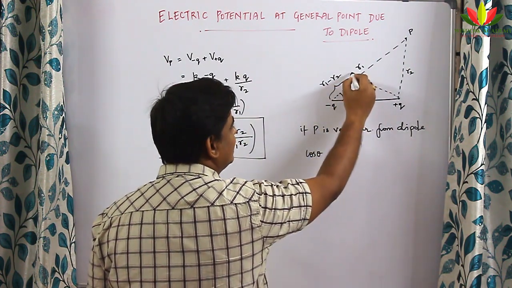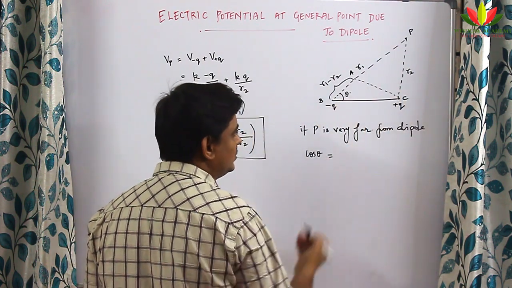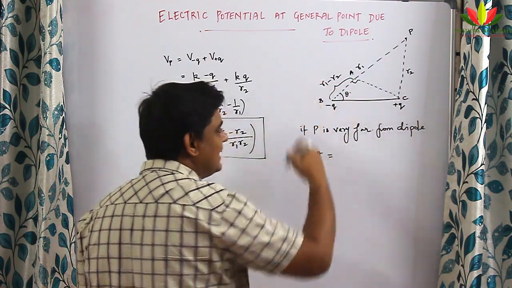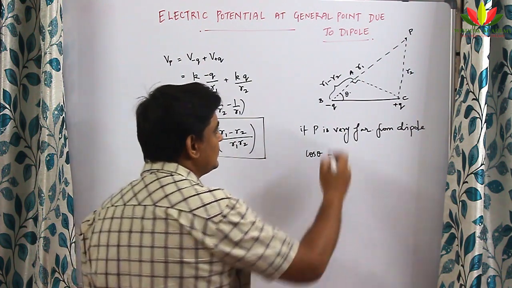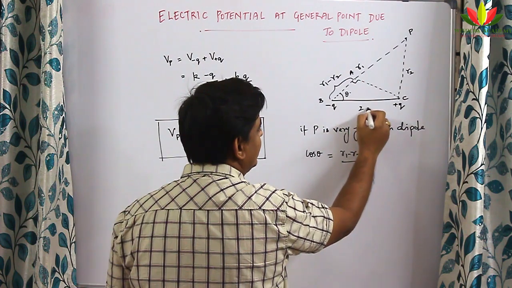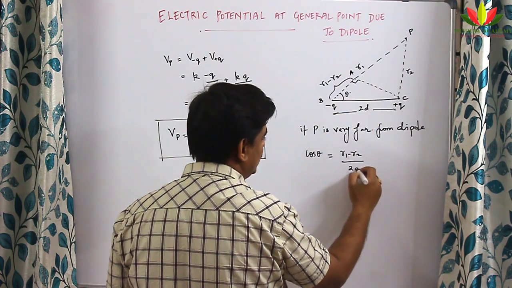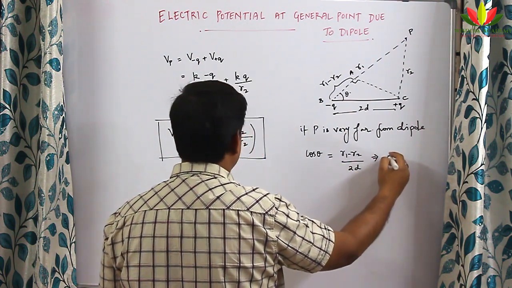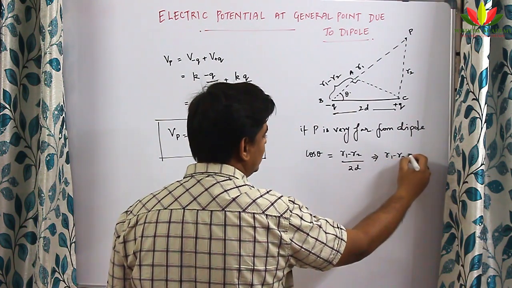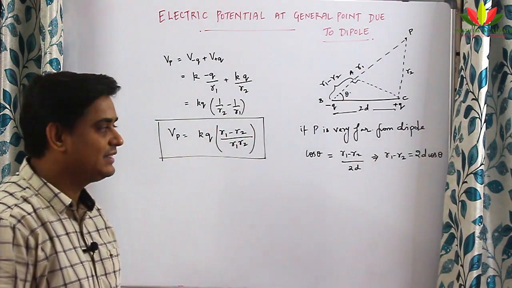So from here I can write what is cos theta. Let me name it as A, B and C. Then I can write cos theta for this triangle, this is perpendicular. So for this triangle ABC, I can write cos theta is equal to AB, that is R1 minus R2, by this is 2d, right, the distance between the dipole. So I will write R1 minus R2 divided by 2d. So from here I can write that R1 minus R2 is equal to 2d cos theta. I hope you are understanding this.